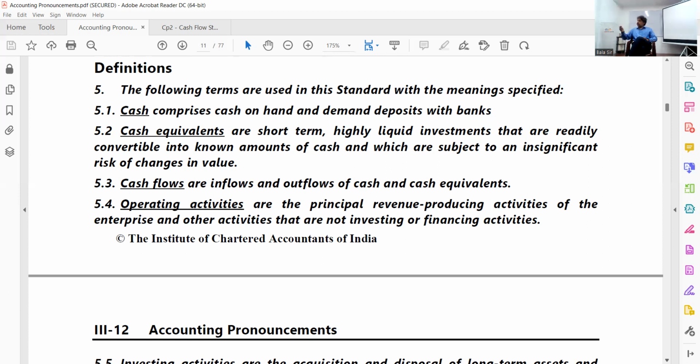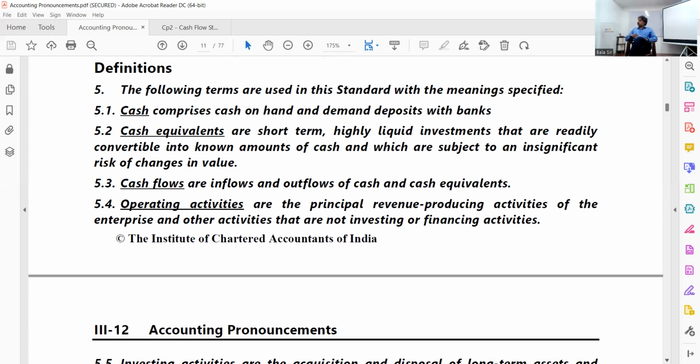Think of a company. We issue shares. I can issue equity shares. I can issue preference shares. Yes or no? When I issue shares, what is the entry? Bank account debit to share capital. Yes or no? And to securities premium.